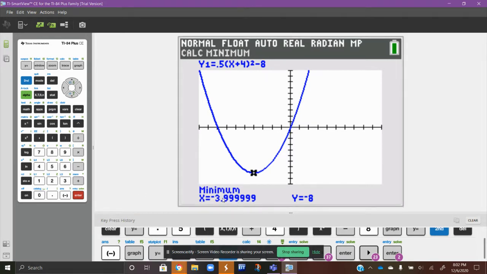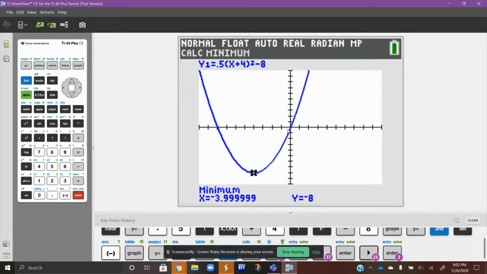One of the other things that I pointed out in class was that you have to use your common sense here. Negative 3.99999 is negative 4. Okay, so your vertex is actually at negative 4, negative 8. Okay, so there's my vertex.